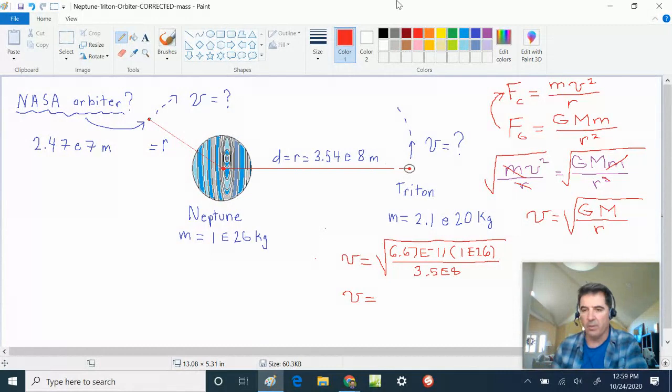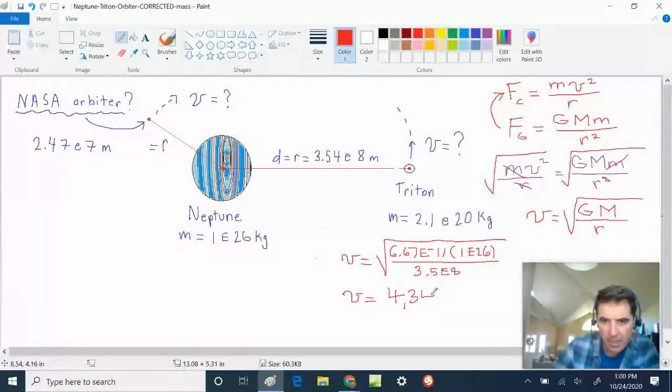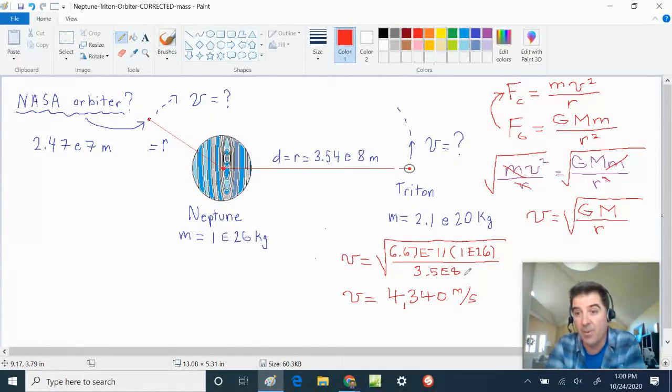And so if we do this in our calculator, I'm going to just go ahead and do it. It kind of validates it for you guys to remember what we're doing. So 6.67 E negative 11 times the mass of Neptune, 1 E 26, divided by the radius, which is 3.54 E 8, equals, then I square root it, and I get 4,340 meters per second.